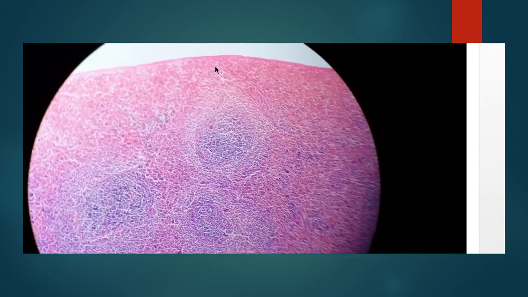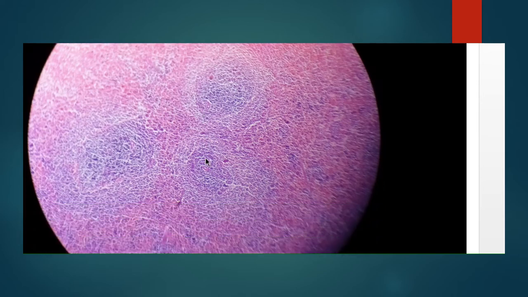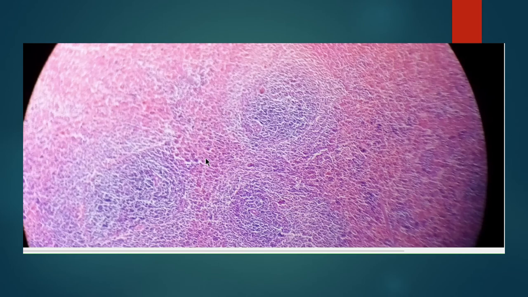We can identify the capsule here, the thick capsule. And then in the cortex part, you can identify lymphatic nodules. And in the lymphatic nodules, we have to identify the vessel. We have to identify the vessel. Let me focus the vessel.